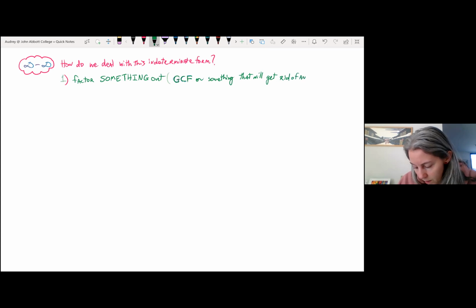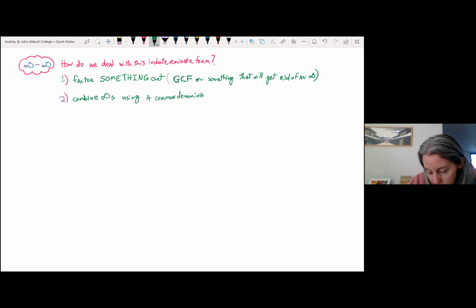Now, the second thing that we might want to do is combine the infinities. And this could be using a common denominator, or it could be using log rules, which if you don't remember, that's okay. We're going to remind ourselves of them in a minute when we do the problem. Using log rules, or maybe we also have to use trig identities. So we'll see all of these.